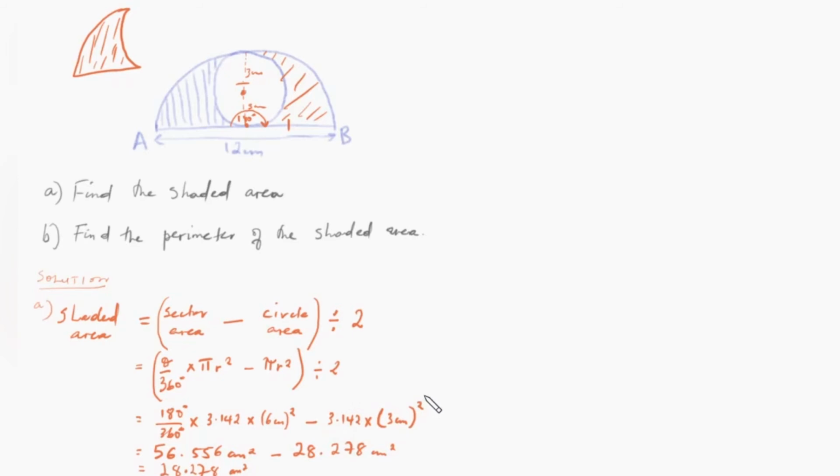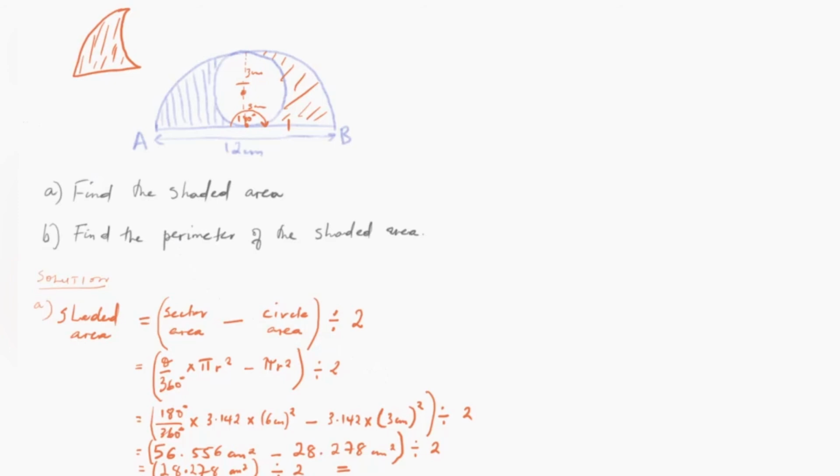But remember, we still have to divide the whole thing by 2. So this is going to give us what? We divide this by 2 and we get how much? 14.139 is the answer.